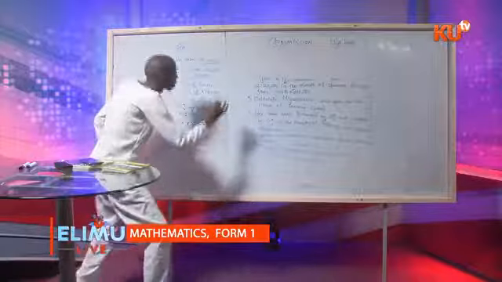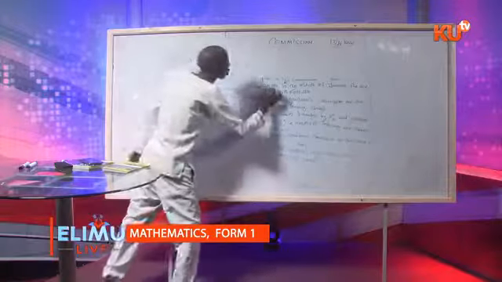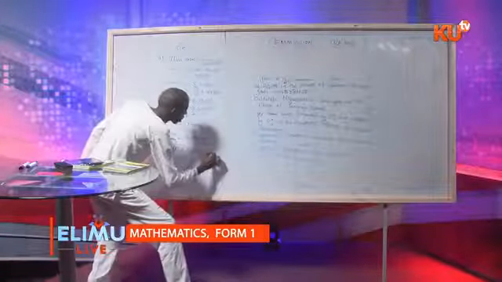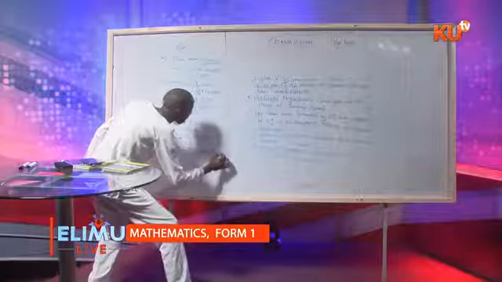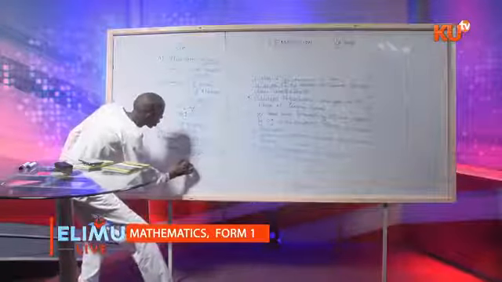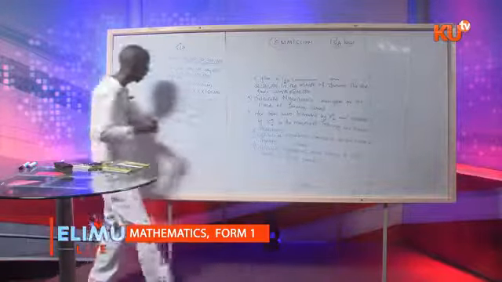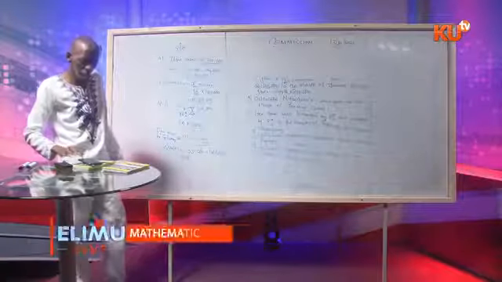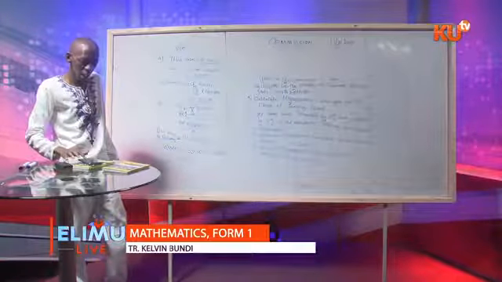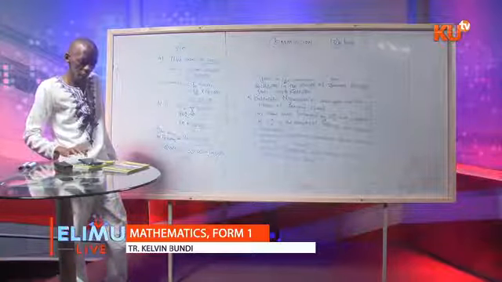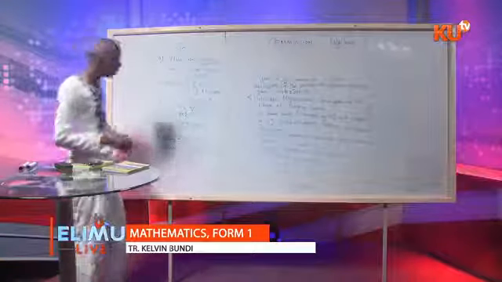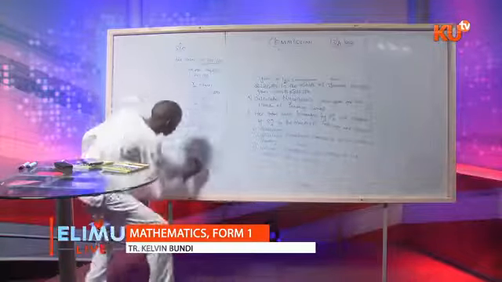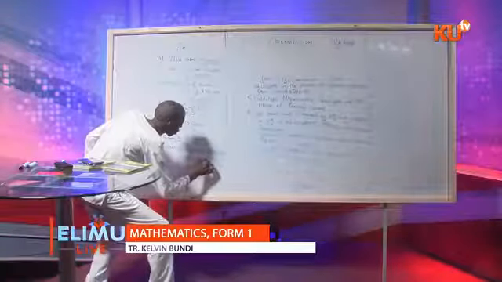330,000, subtract 120,000, and you'll get 210,000 shillings.